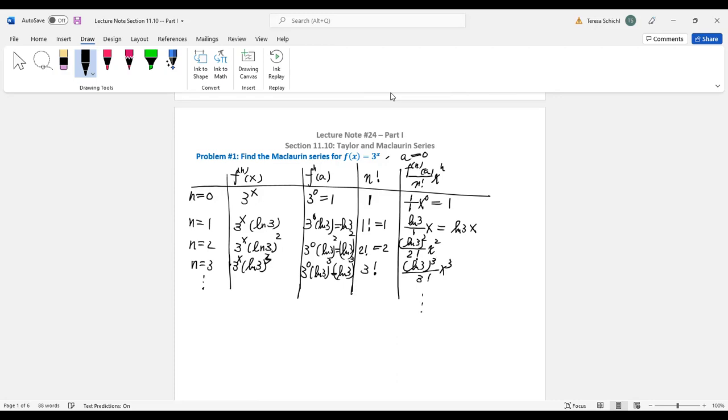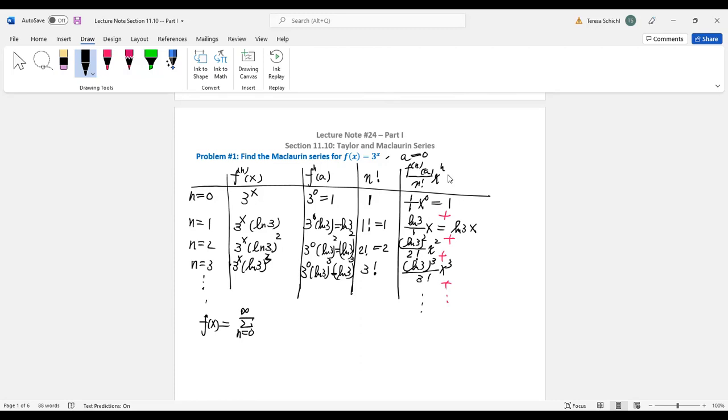Now you can continue like this. Then your answer will just be that you add all those terms together, right? Okay, so now if you see the pattern, I will say that f of x, if I add these terms together, will be the summation from n equals 0 to infinity, right?